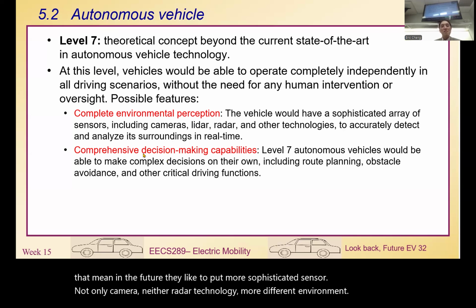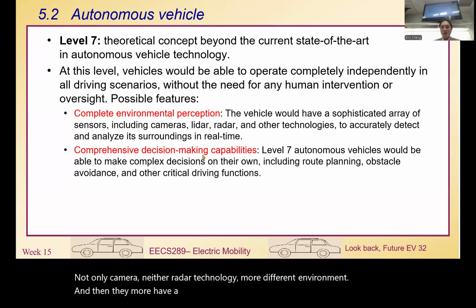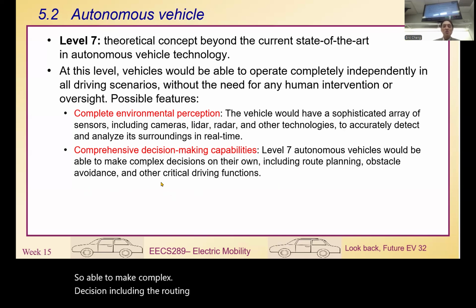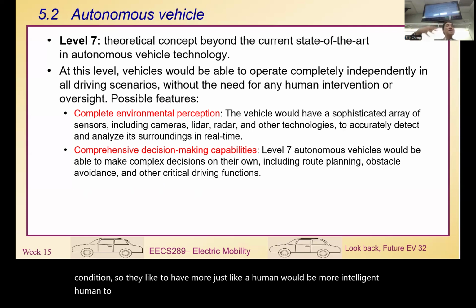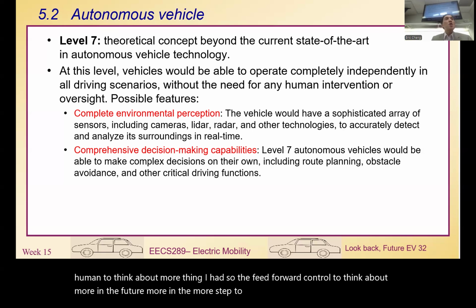And then they have more comprehensive decision making, able to make complex decisions, including routing, obstacle avoidance, and also critical driving conditions. So they would be like a more intelligent human, thinking about more things ahead. So the feed-forward control thinks more about the future, looking more steps ahead into the autonomous operation.